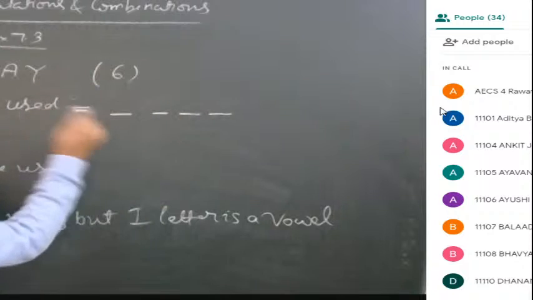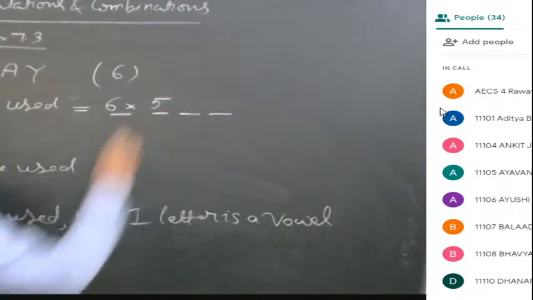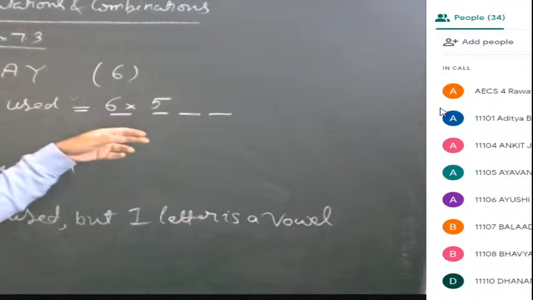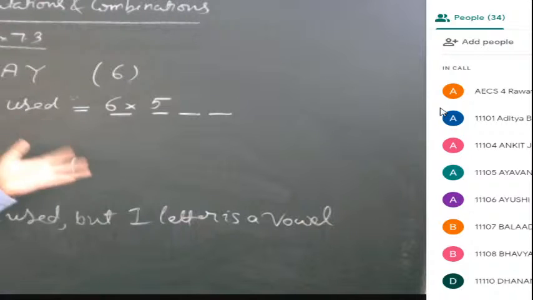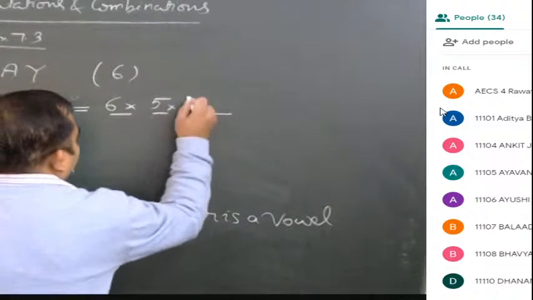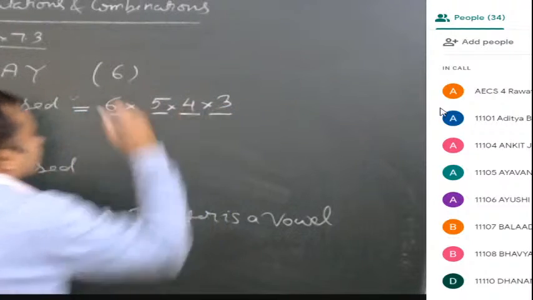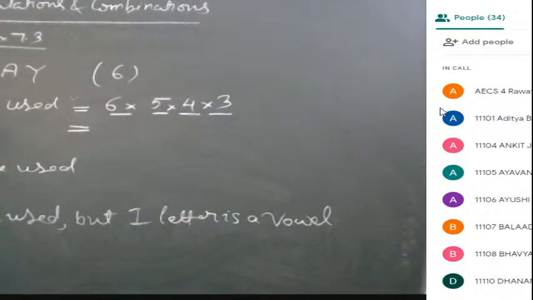Out of 6 available letters, anything can be kept. 6 options. Of course, the letter is only one. Now if you have kept it at the first place, then it will not be available for the next place. So, in other words, repetition is not allowed. Into next 4 options and in next 1 more less, right? Total how much is it? 360. 6 into 5, 30 into 4 is 120, into 3, 360, right.